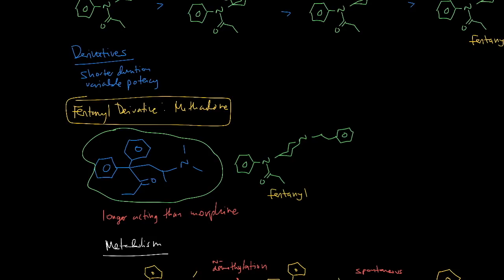An easy way to remember it is that it has 2 separated rings. It works the same way as fentanyl. It fits in the same receptor as fentanyl because the distance between this aromatic group and the nitrogen is actually the same distance between the aromatic group and the nitrogen in fentanyl. It's longer acting than morphine.